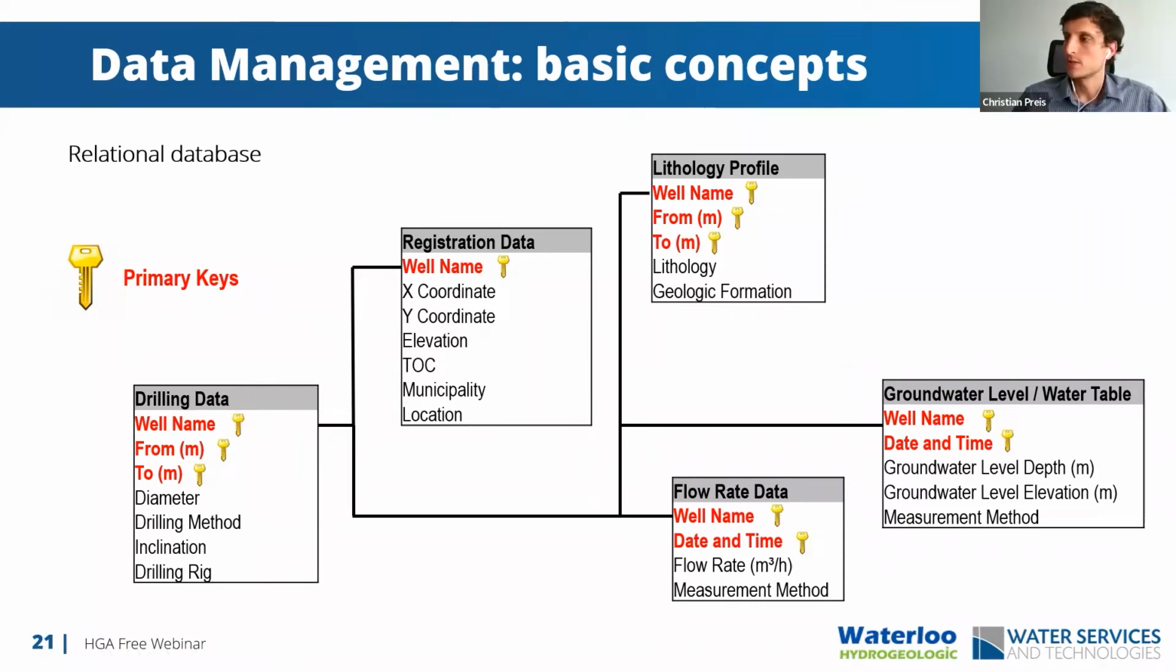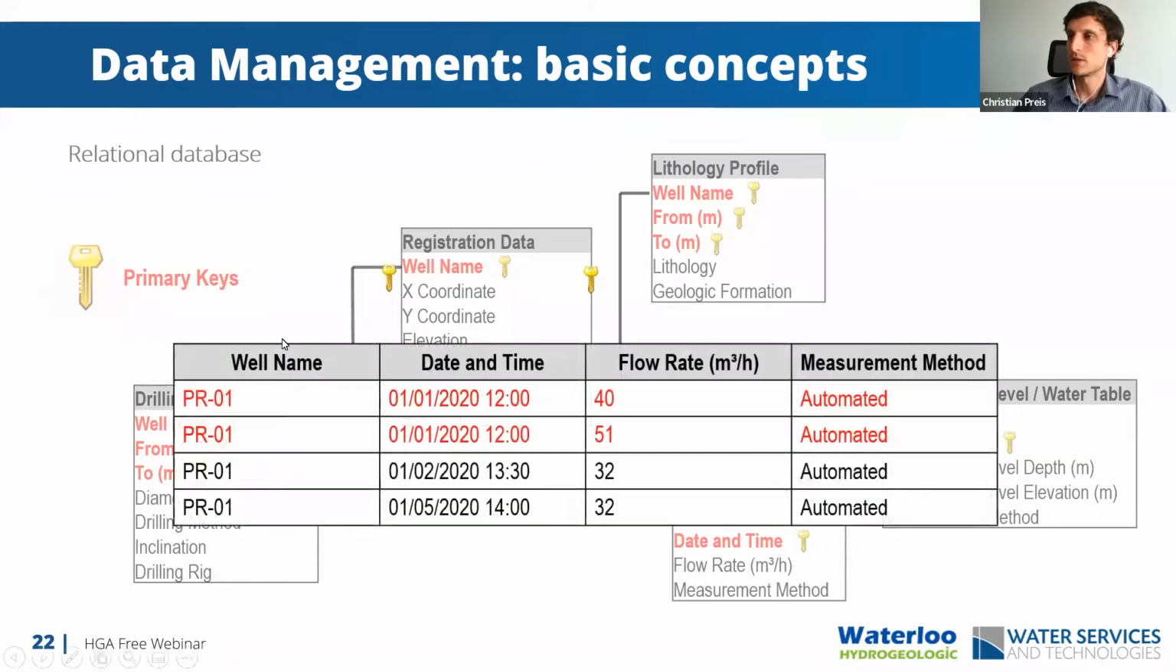And for the example of flow rate data, let's see on this table here. I have the well name PR01, date time January 1st at 12 o'clock. I have two different flow rates. So this is incorrect. The database would not allow us to import this data.